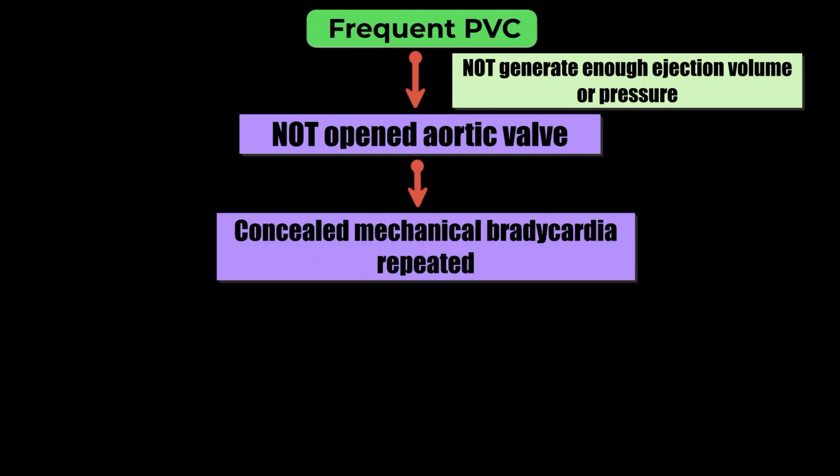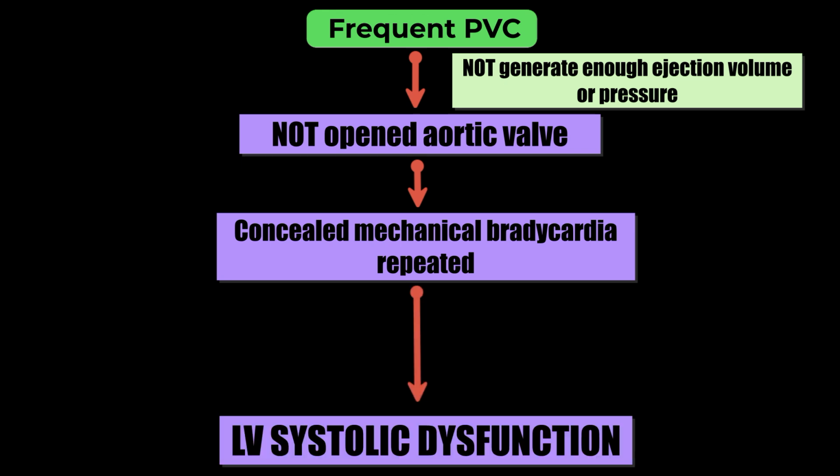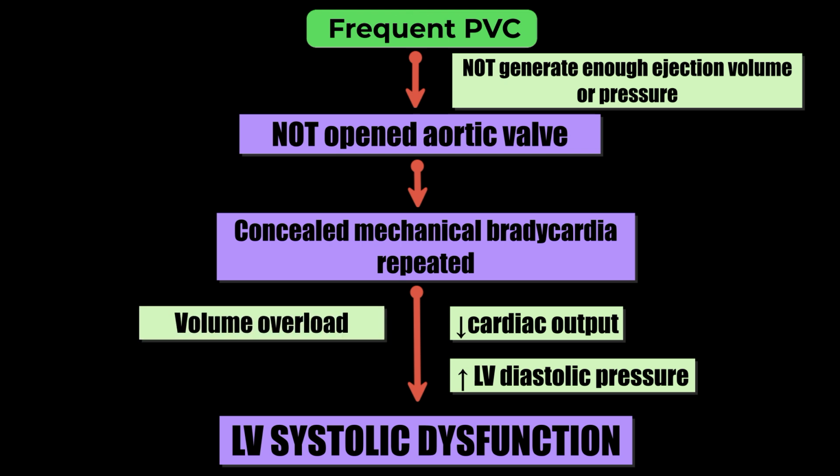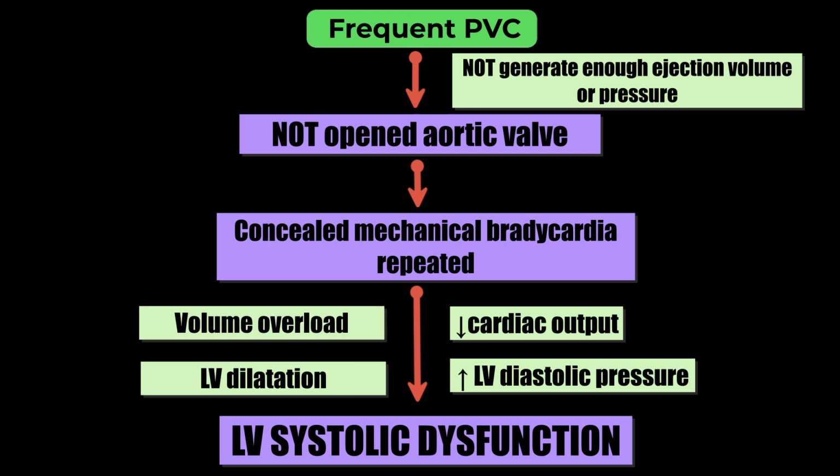Repeated mechanical inefficiency of PVCs leads to sustained concealed mechanical bradycardia, which in turn leads to systolic dysfunction due to decreasing cardiac output and increasing left ventricular diastolic pressure, leading to volume overload and left ventricular dilatation.